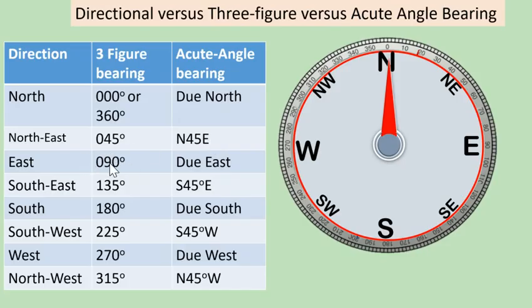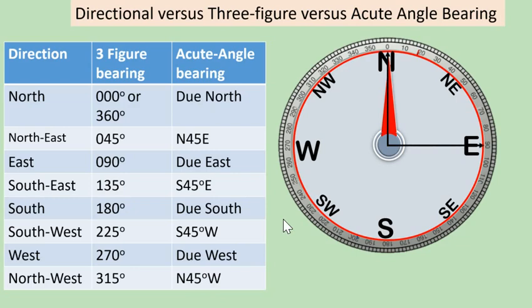East is 090, due east. Southeast is 135, or south, 45 degree east. South is 180, due south. Southwest is 225 or south, 45 degree west for acute angle format. West is 270 for three-figure bearing, due west. Northwest is 315 or north, 45 degree west. So now that gives us that.